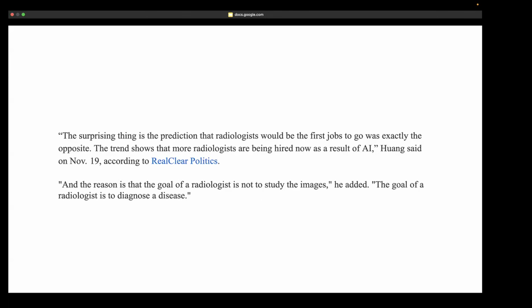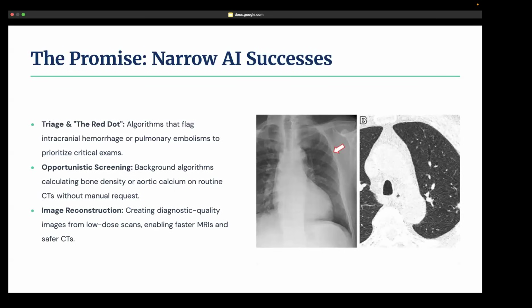The reason is that the goal of a radiologist is not to study the images. The goal of a radiologist is to diagnose a disease. I think this is a great sentence that he said, because it incorporates a lot of the limitations in how we think machine learning and AI can be applied to radiology. So I'm going to be talking a little bit about how AI plays into radiology currently, as I've seen it, and how I've seen it in different departments.